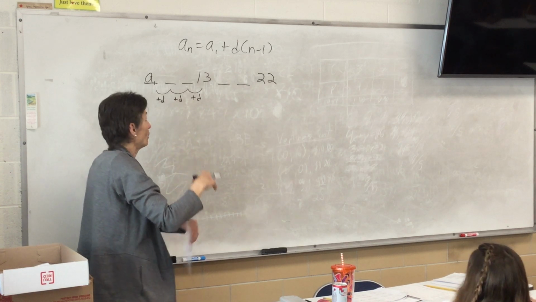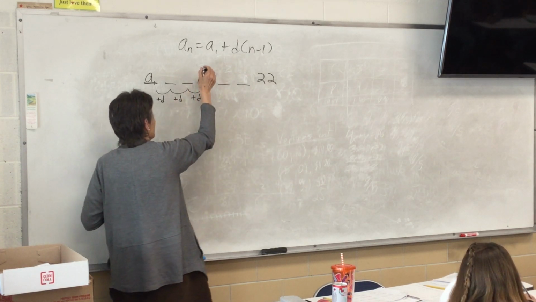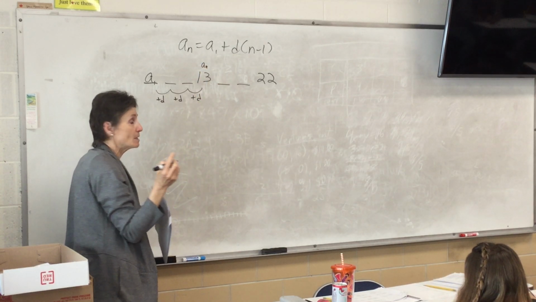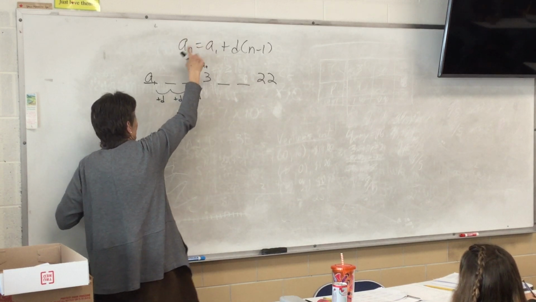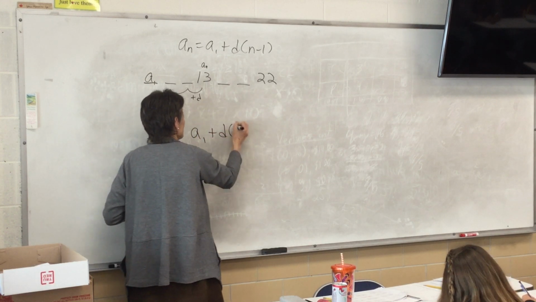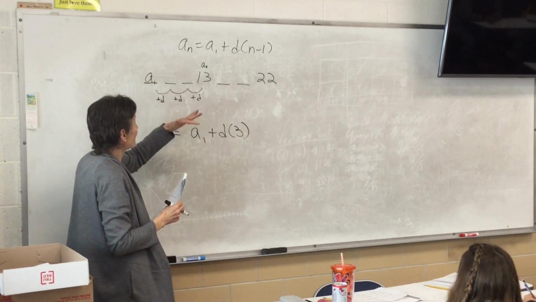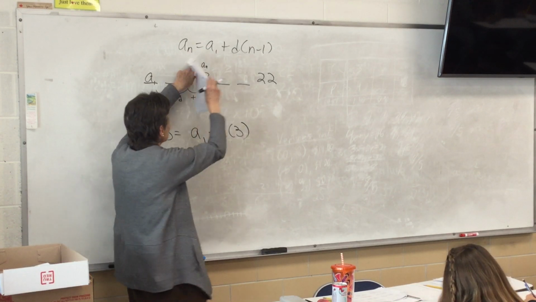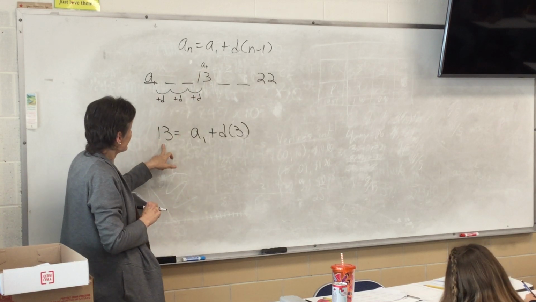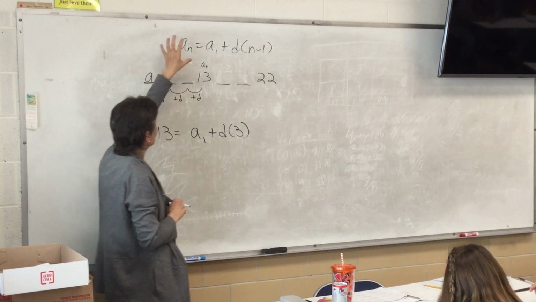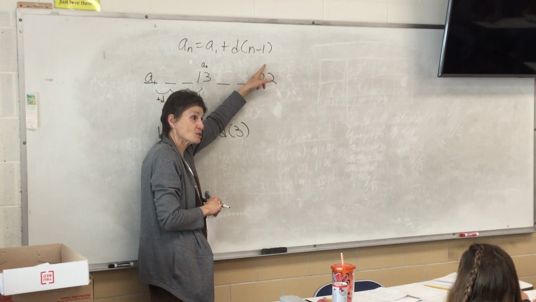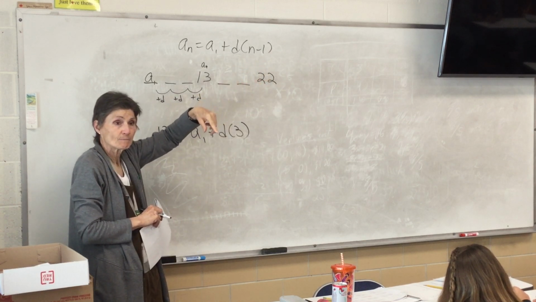Well, what do I know? Well, I know that this guy right here is the fourth term. They told me that. So the fourth term, 13, is the first term plus the common difference times 3. Now don't panic. A sub 4, n is 4. N is the number of terms. So 13 is the fourth term. The fourth term equals the first term plus d times 4 minus 1, which is 3.